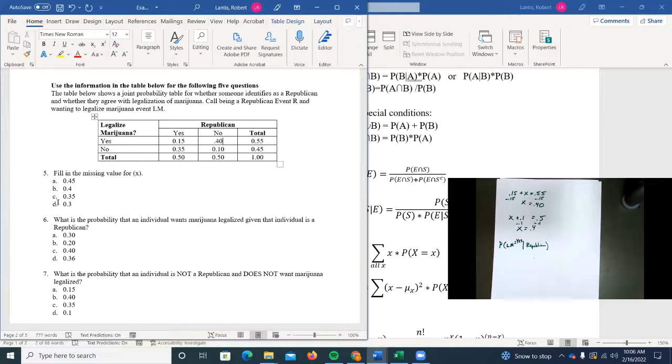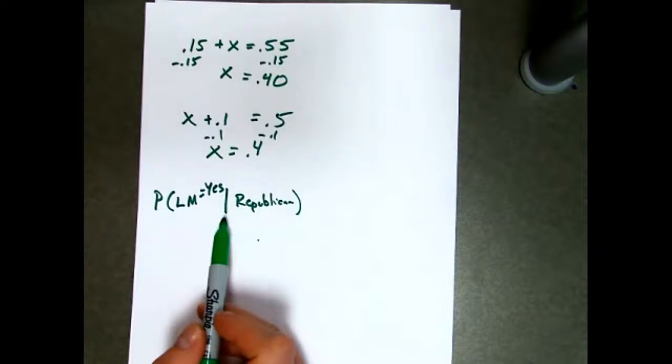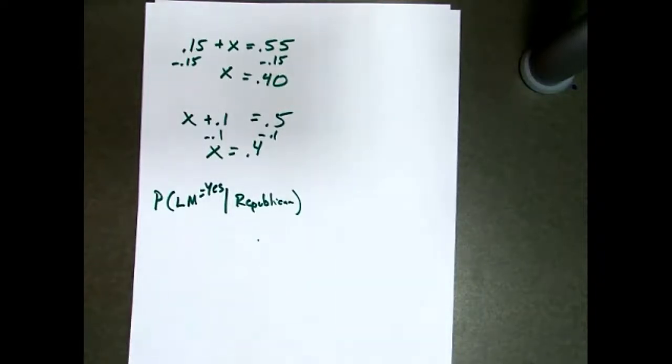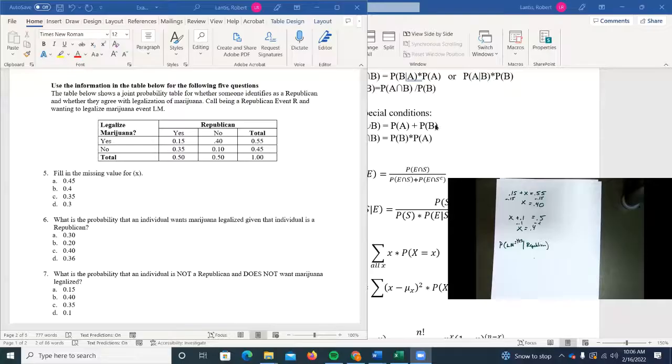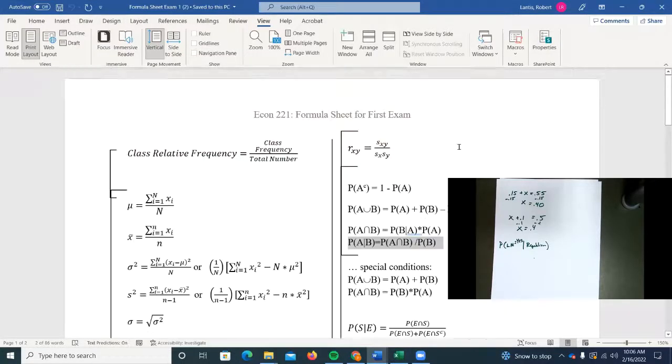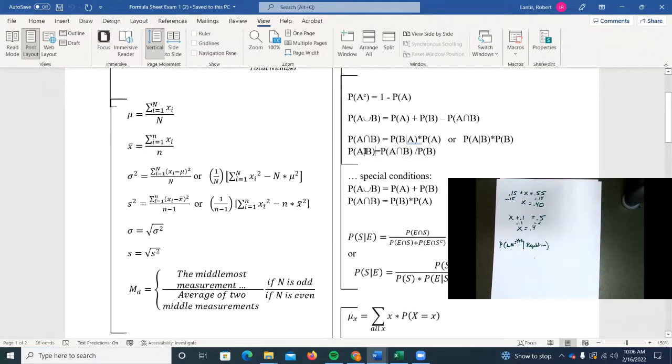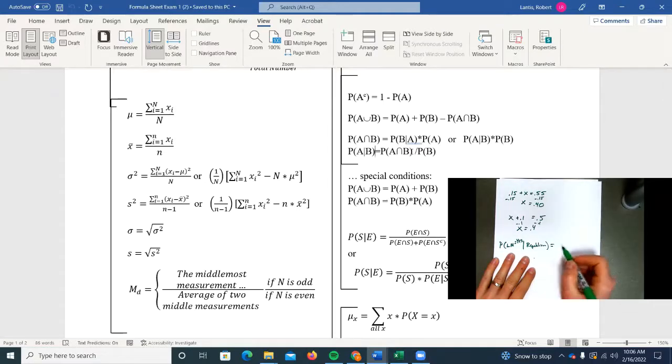So I'm looking for a conditional probability. All right. So I've got this conditional probability. So I go to my formula sheet and I'm looking at this and I say, okay, here's a conditional probability. Here's the equation I can use. This is the idea of the multiplication rule. So I've got my conditional probability is the intersection of the two events divided by what I'm conditioning on.